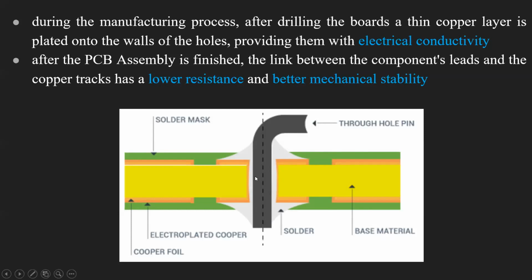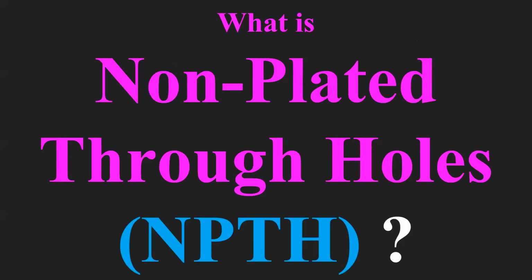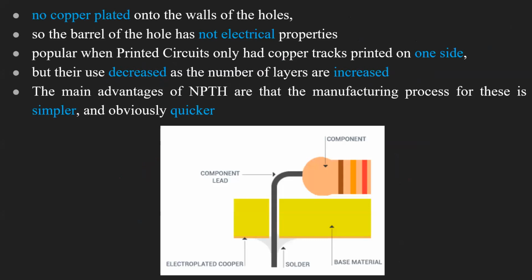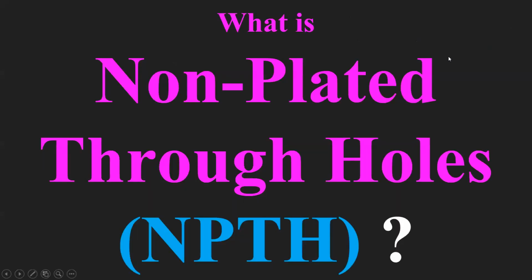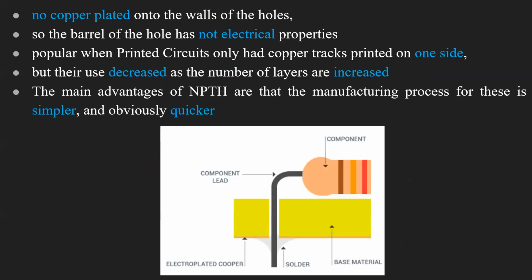So now I will compare the PTH with NPTH, so you can understand things better. So what is non-plated through-hole technology? No copper is plated onto the walls of the holes. In PTH, a thin copper layer is plated onto the walls, and so the barrel of the hole has no electrical properties in NPTH, while in PTH the hole has electrical properties.